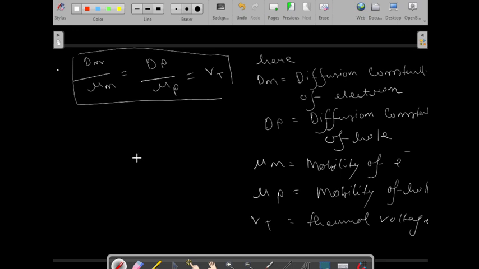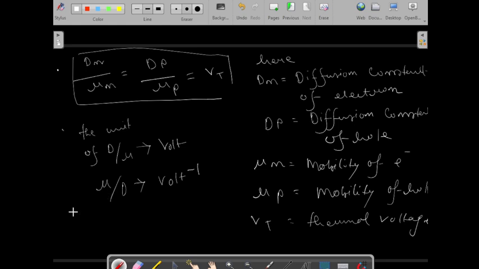So here we can discuss some units. The unit of D by mu is volt. Also, the examiner can confuse you by asking mu by D. Mu by D is volt inverse. Please check the question carefully, whether it is D by mu or mu by D. Okay.